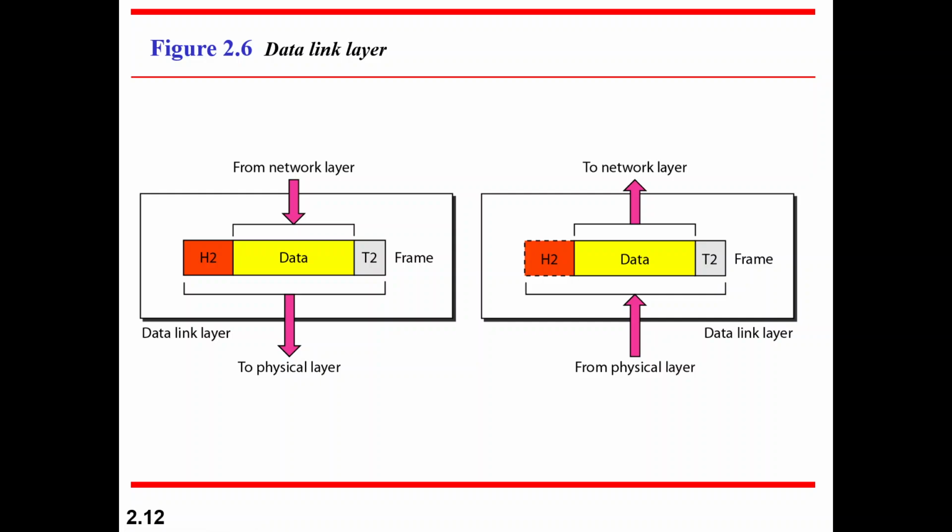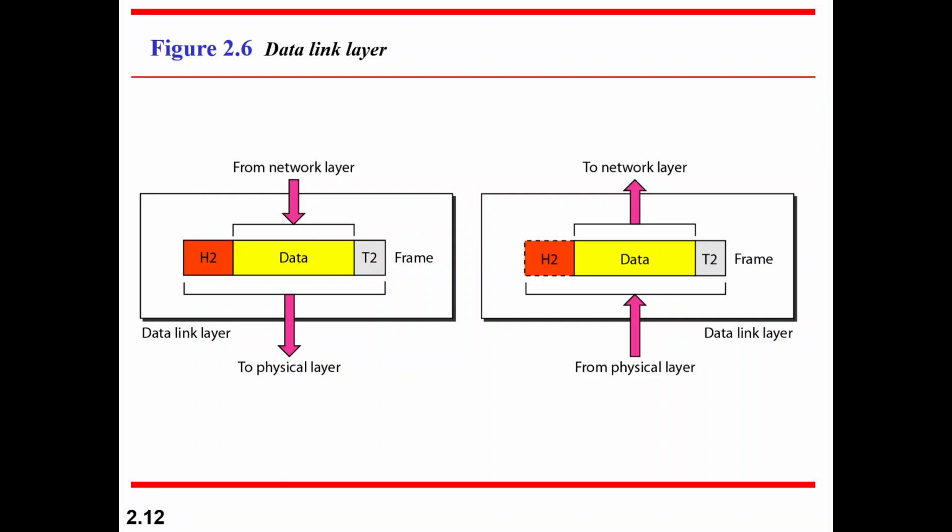If the frame is intended for a system outside the sender's network, the receiver address is the address of the device that connects the network to the next one. Flow control. If the rate at which the data are absorbed by the receiver is less than the rate at which the data are produced in the sender, the data link layer imposes a flow control mechanism to avoid overwhelming the receiver. Error control.